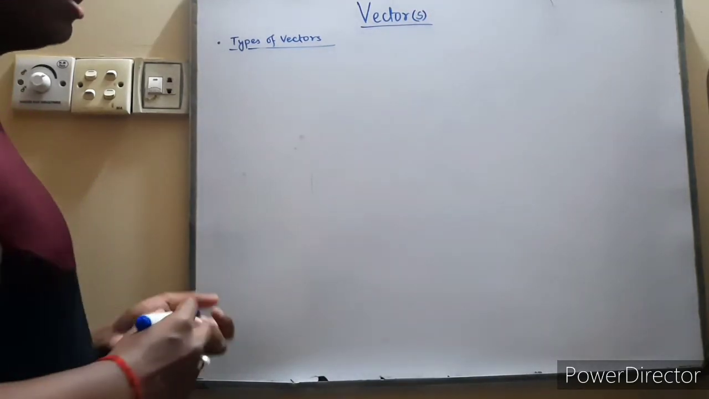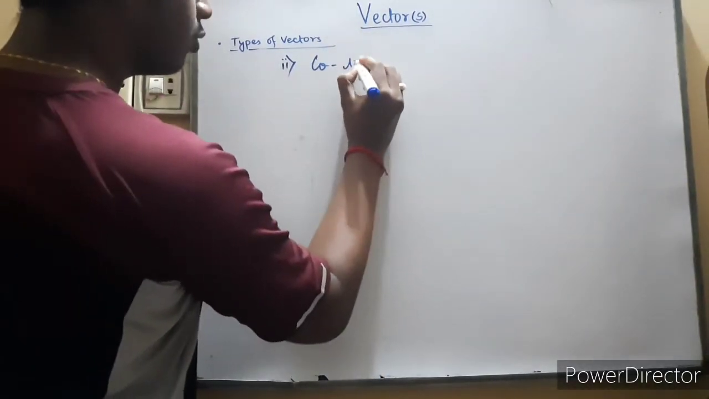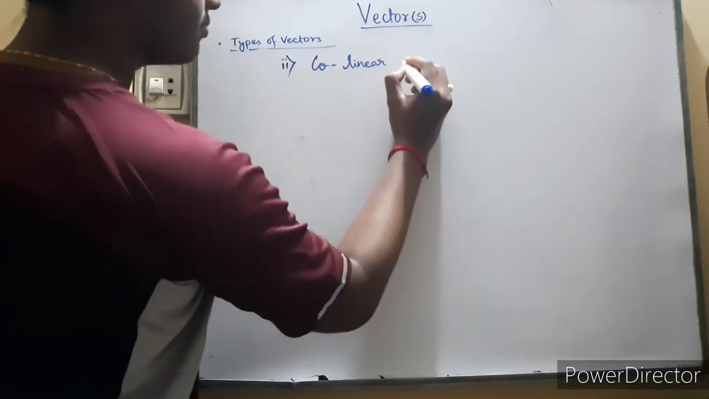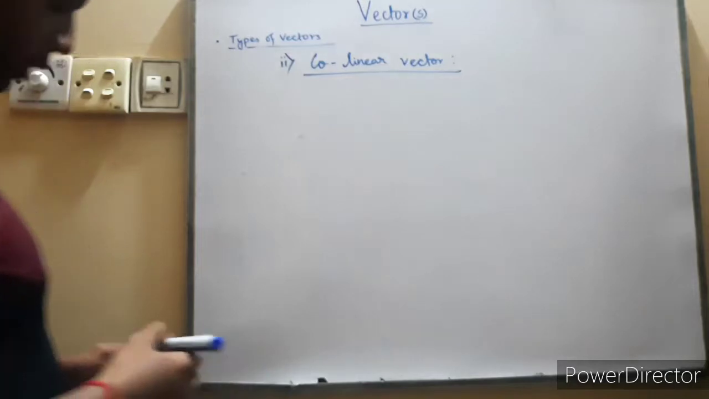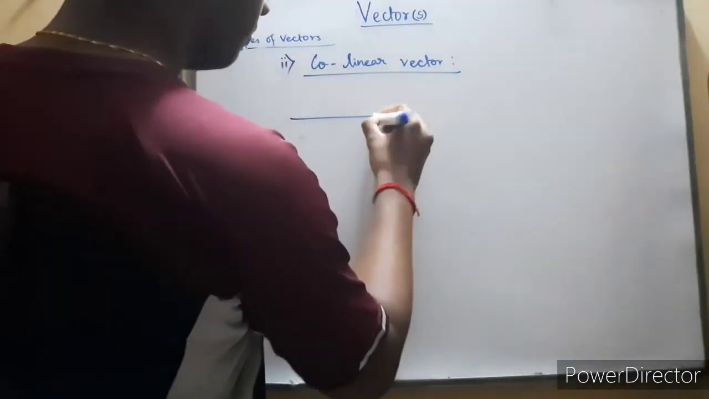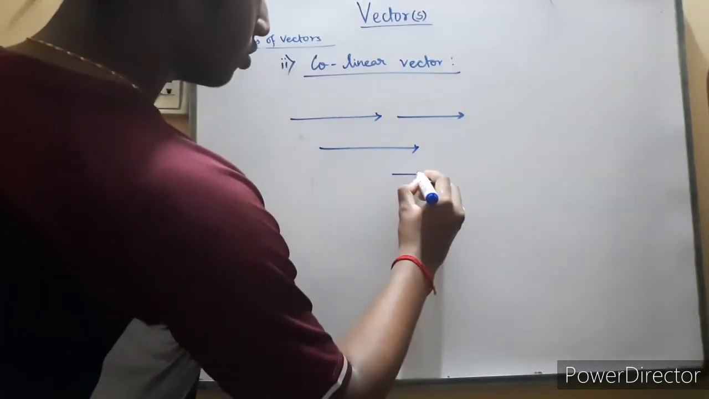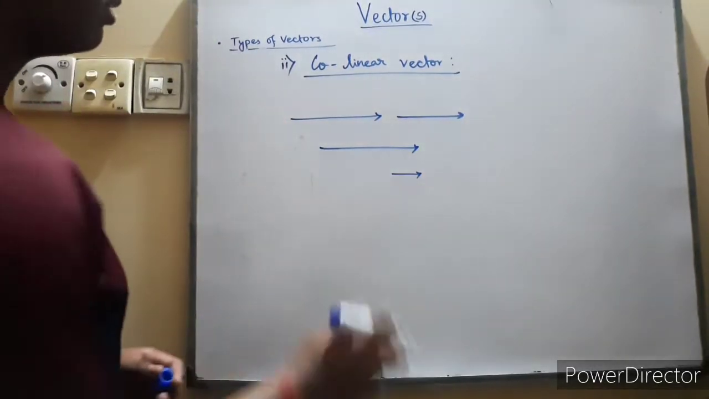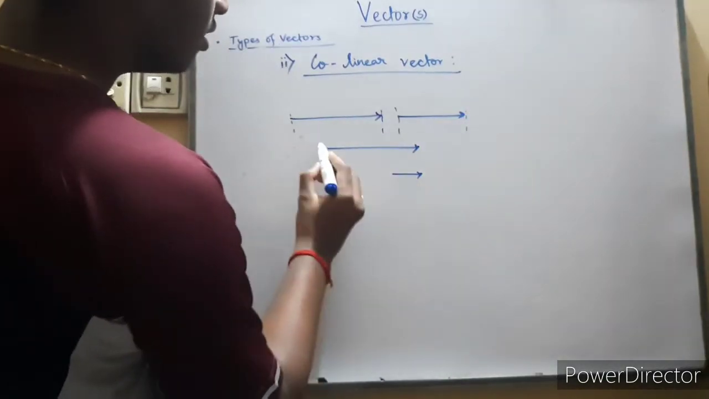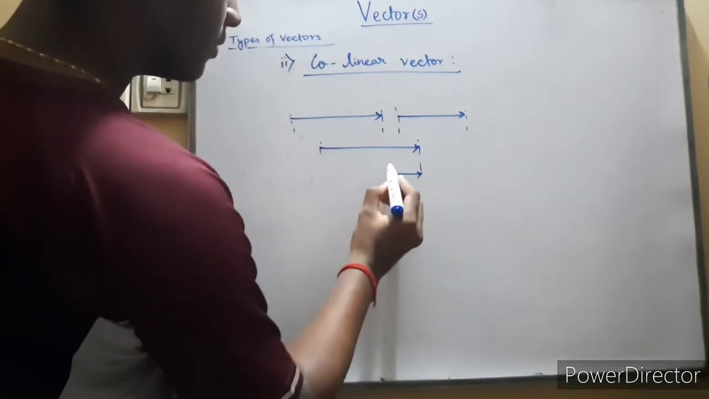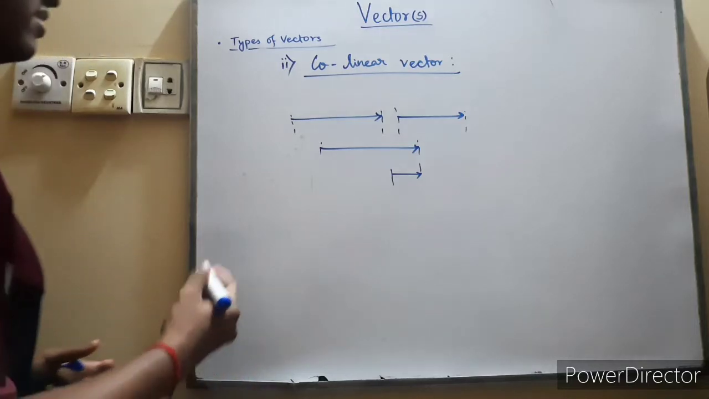So this takes me to the second type: collinear vectors. What do you mean by collinear vectors? The simple thing is, any parallel vector is called a collinear vector, whatever their magnitude be. Their magnitude can be greater than, equal to or less than another parallel vector, but all of them are collinear vectors.